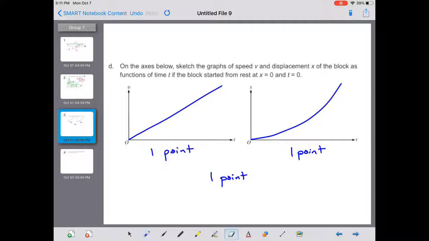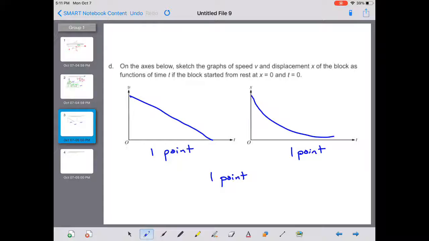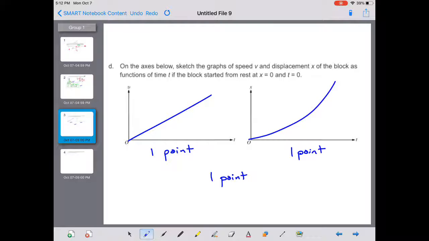All right? Now what that means is, let's say that I had put that my object is slowing down, and that would be something like this. I wouldn't earn the points here, but I would earn this point because my graphs are at least consistent with each other. Okay? So above all else, just make sure that you're being consistent in your work, because you never know, you might earn some free points at some point. All right? Moving on to the final part.